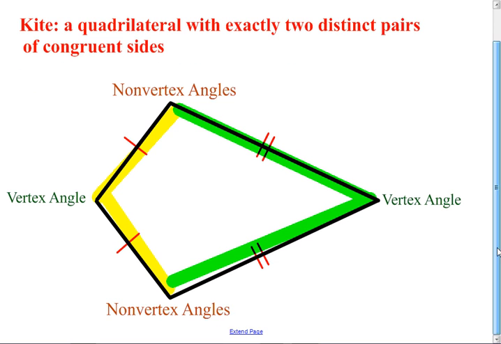The vertex angles are where the congruent sides meet up. I have two vertex angles. So I have this one here, and I have this one here. And if I come over here, I can go to the other side, and I have this congruent segment with this one and that congruent segment. And those are the vertex angles. These other angles that connect the non-congruent sides are called non-vertex angles.